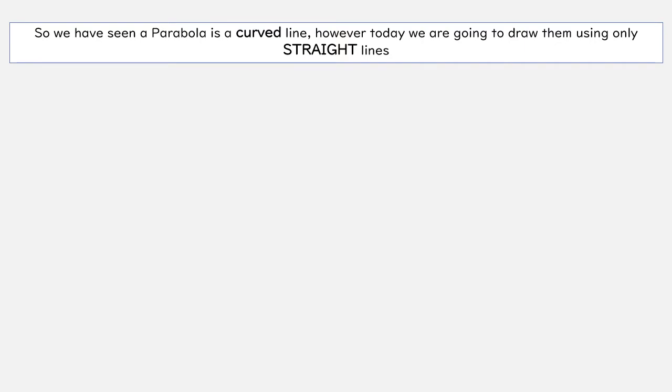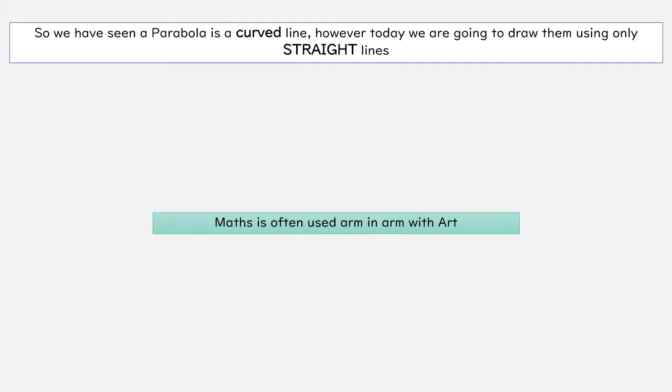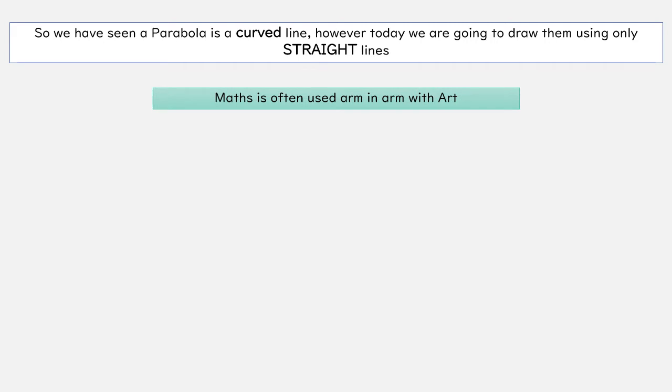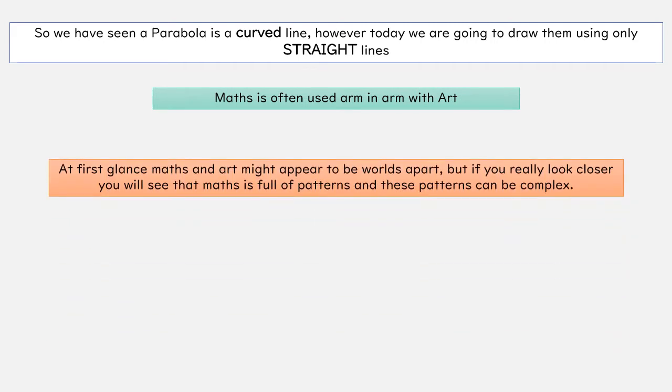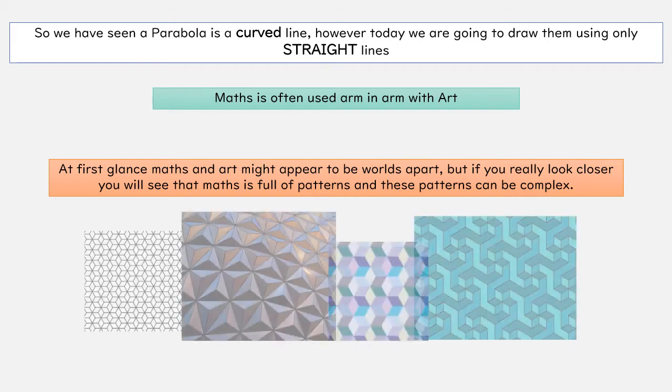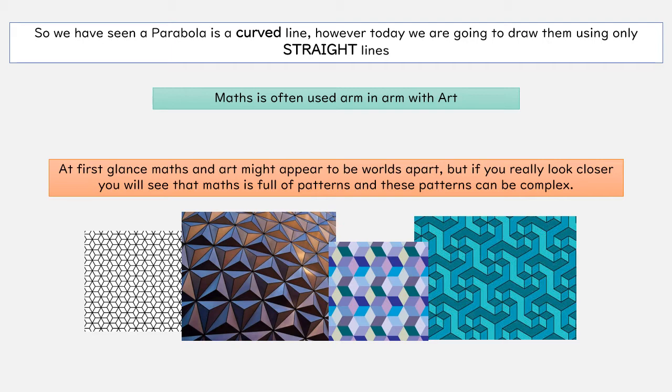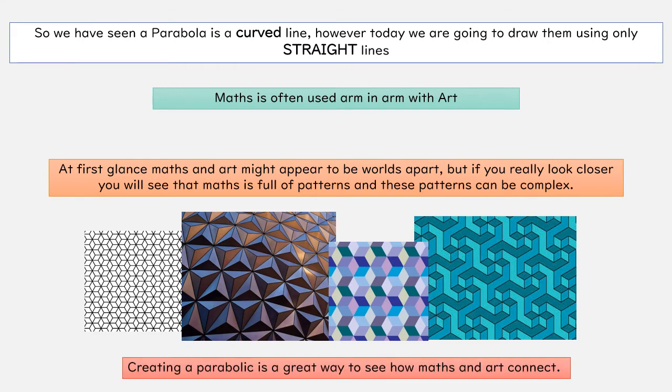So we've seen a parabola as a curved line, but today we're going to experiment a little bit with straight lines and see how we can draw this curved line using only straight lines. Maths is often used arm in arm with art. At first we may think maths and art are worlds apart, but if you look closer, certain patterns are actually quite complex and use maths in order to draw them. Creating a parabolic curve is a great way to see how maths and art can connect.